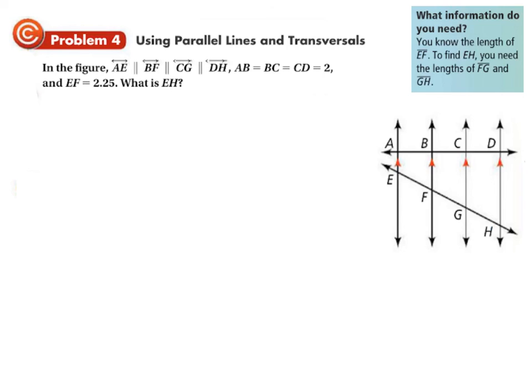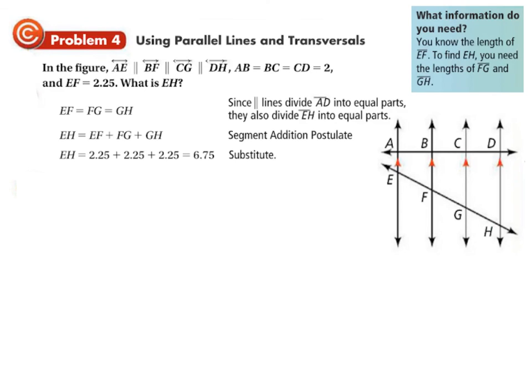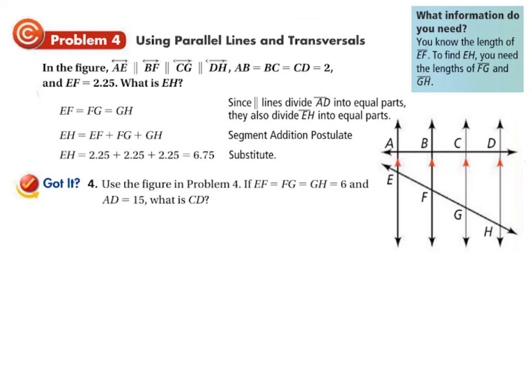Try that, and well, actually, this is our problem to do together, so sorry, I'll show you that. Okay, we know that they're all of equal length, and we know that EF is equal to those 3 lengths together. So since they're of equal length, we can substitute each length with the measure that they are, and so EH is going to be the sum of them, or 6.75.